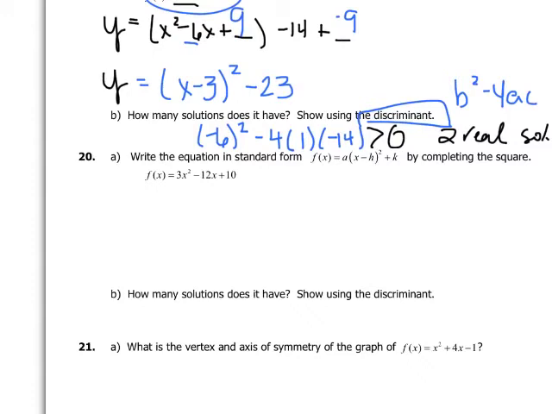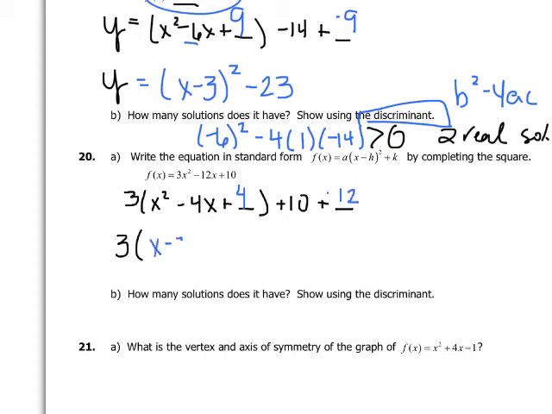Alright, 23. X squared minus 4x plus blank plus 10 plus blank. 3. This is 4, that's 12, so subtract. So x minus 2 squared minus 2.